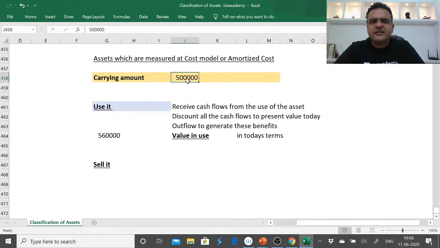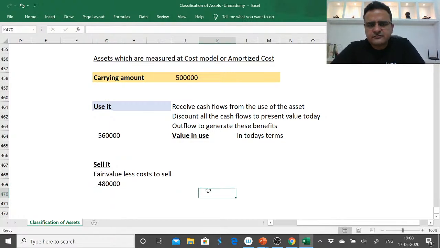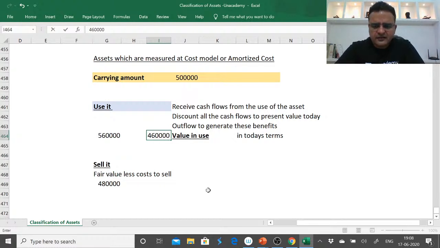If you sell it, you may not get exactly 5 lakh. You will be able to sell it only at fair value less cost to sell. Suppose you are going to get 4,80,000. What should we do now? Should we sell this asset or continue to use this asset? What do you think? What if the value in use is that if you use it, you are going to get 460, and if you sell it, you get 480. What to do in these scenarios?